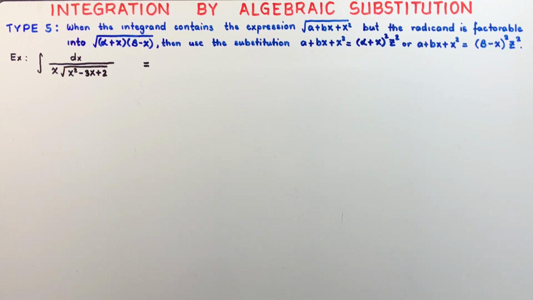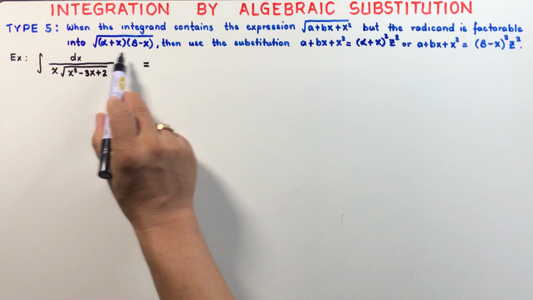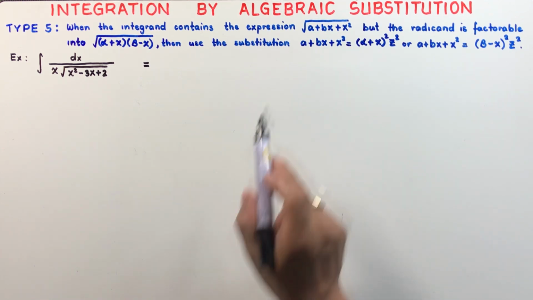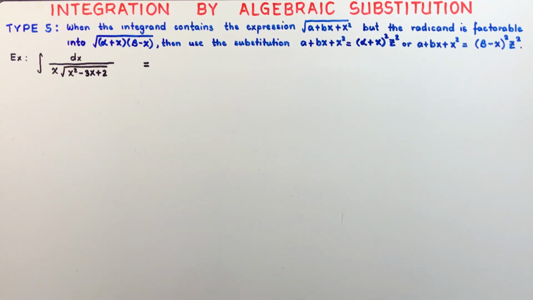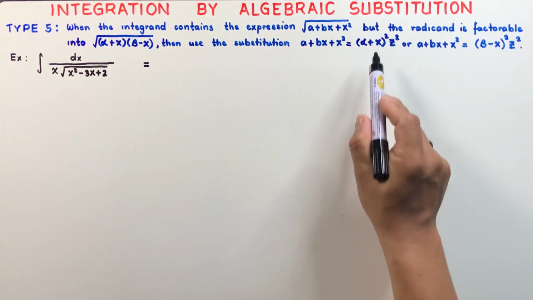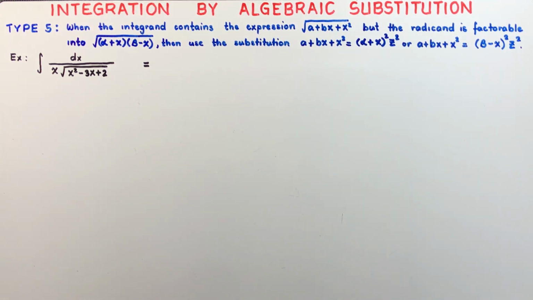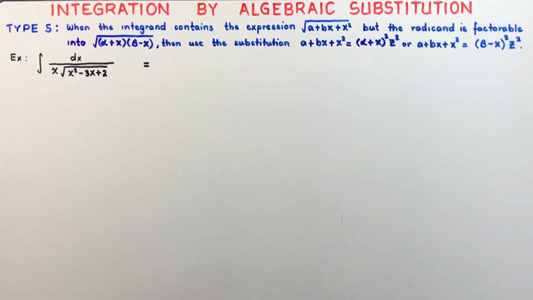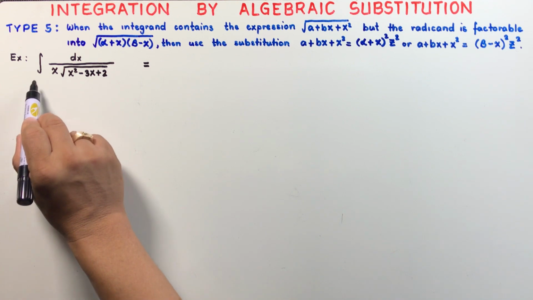but the radicand is factorable into two linear factors, alpha plus x times beta minus x, then we use the substitution that this quadratic a plus bx plus x squared is equal to the square of the first factor, alpha plus x squared times z squared, or this quadratic a plus bx plus x squared is equal to the square of the second factor, beta minus x quantity squared times z squared. And to illustrate this type of integrand, we will solve this example here.